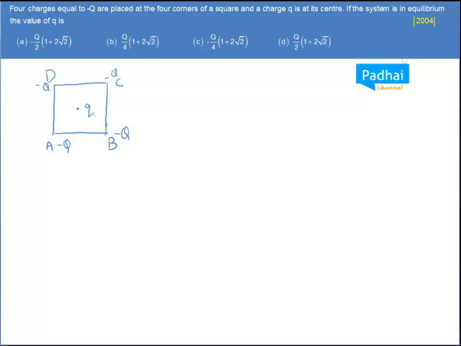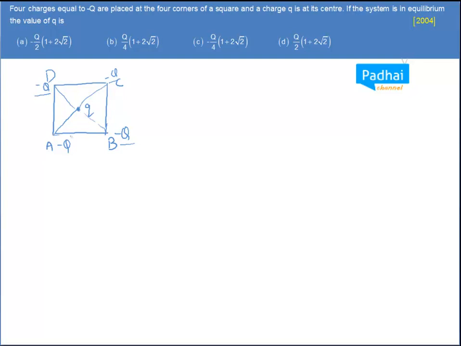If we see from this, the net electric field or the net force on this small q charge will be zero. It will be zero independent of the value of q, because the electric field due to the charge on B, which is directly opposite, will cancel out the electric field due to the charge on D, and the electric field due to the charge on C will cancel out the electric field due to the charge on A.